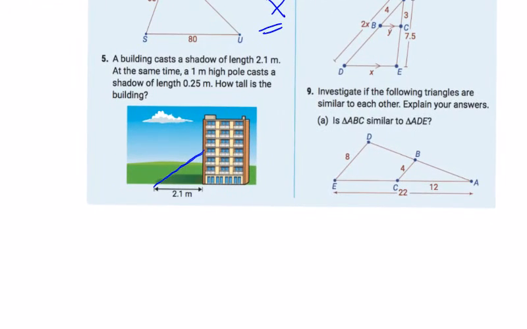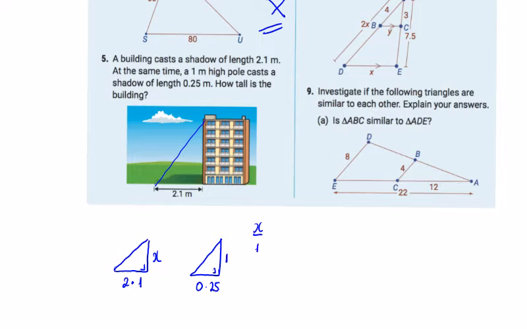So we have a building casts a shadow of length 2.1 meters. So I have my building. Let's scrub that because actually we're looking at the height of the building here. I have my building and my 2.1. And I've got my 1 meter flagpole, 1 meter tall flagpole, 0.25. And we can see the right angles are here. So we want the height of the building x.